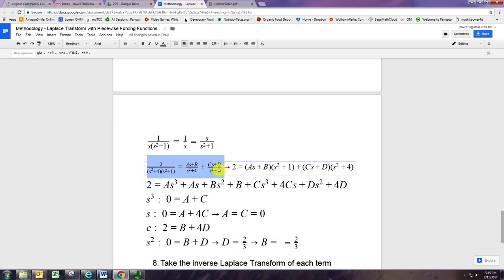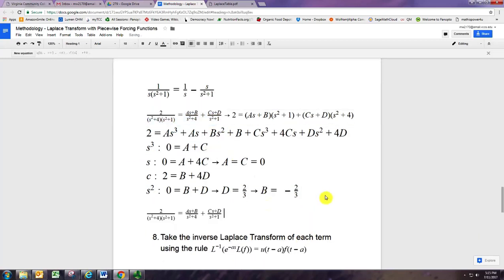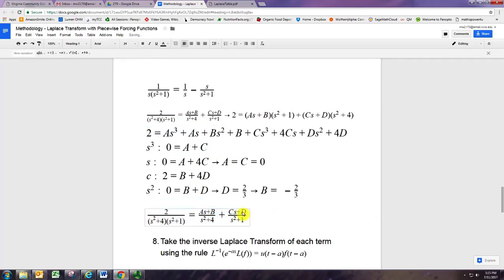So you can figure this out. If a is 0, then you'll just get a 2/3 here. The negative there. And c is 0, we'll get a 2/3 there.